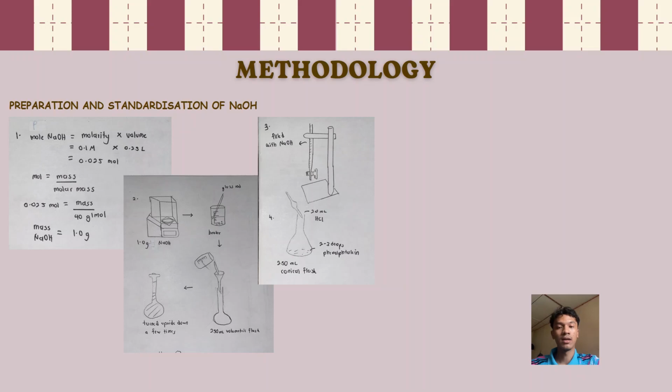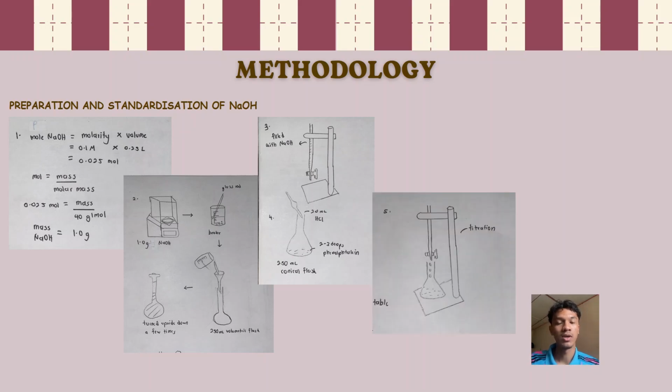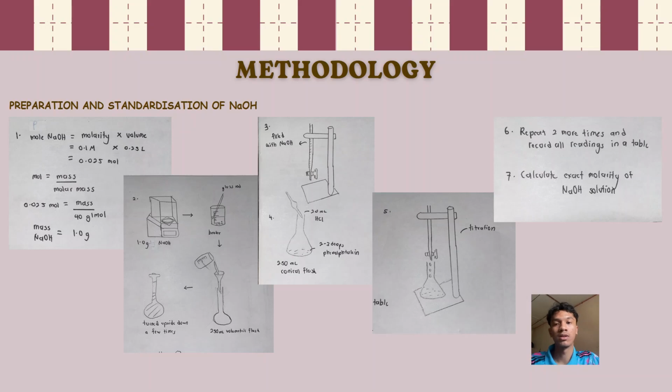We are going to pipette 20 ml of hydrochloric acid into a conical flask, and then add 2 to 3 drops of phenolphthalein, and titrate it with the NaOH filled in the burette until the color changes to light pink. Then we are going to repeat 2 more times, record all the readings in the table, and calculate the exact molarity of sodium hydroxide.